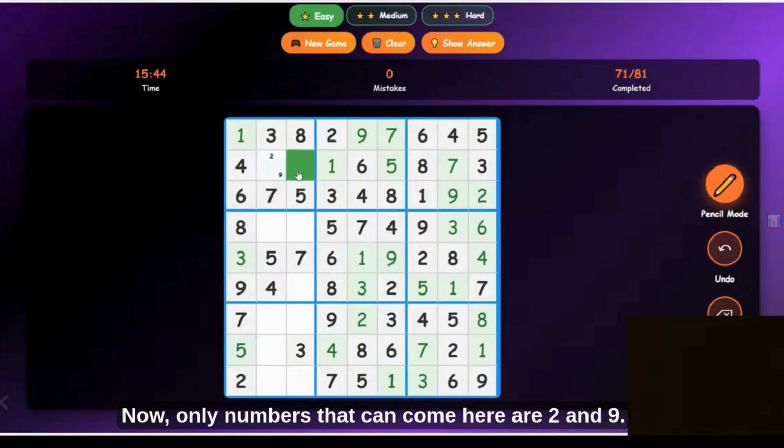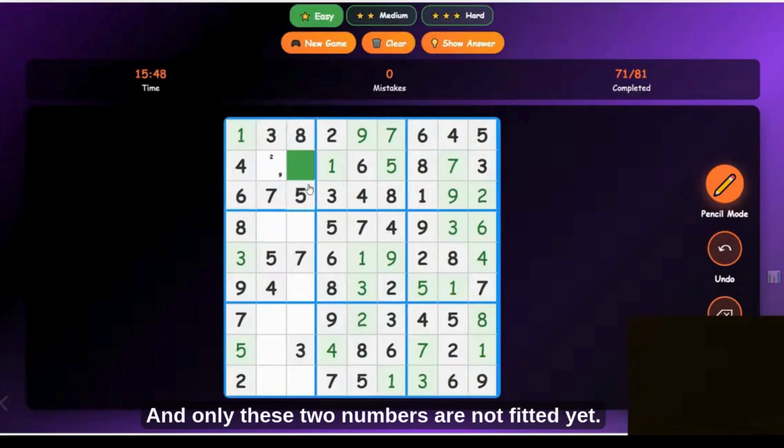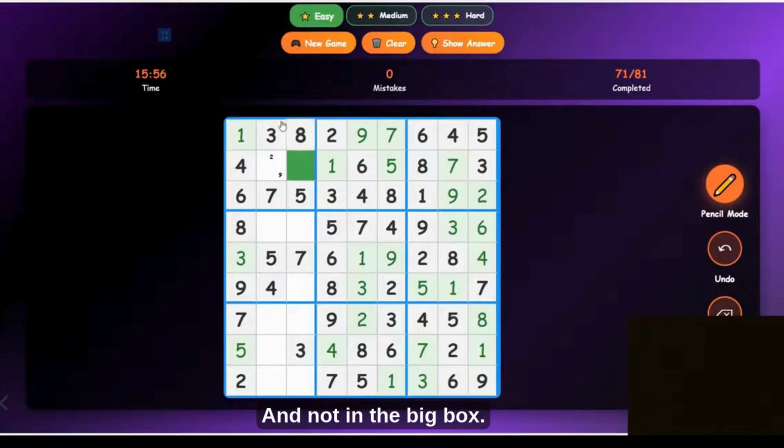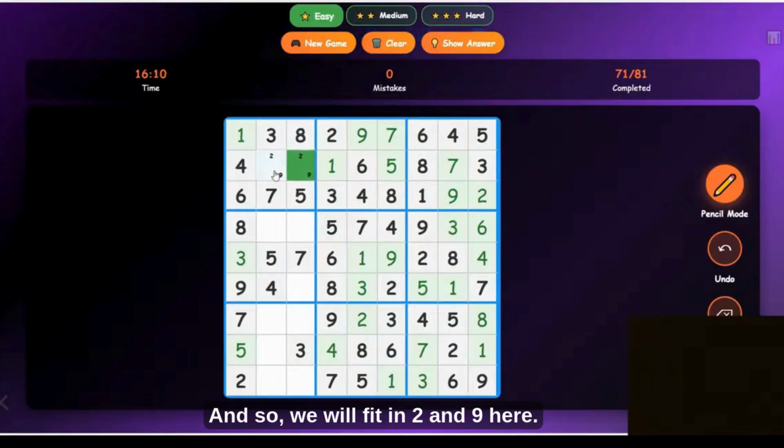Now the only numbers that can come here are 2 and 9 because those are the only 2 cells remaining in this big box, and only these 2 numbers are not fitted yet. So check for 2 and 9 first. 2 is not there in the row, not there in the column, and not in the big box. So in pencil mode, I'm going to write a 2. Similarly, is 9 there in this row? No. Is 9 there in this column? No. Is 9 in this big box? No. So then you can have a 9 here. So 2 and 9 is missing, and so we'll fit in 2 and 9 here.